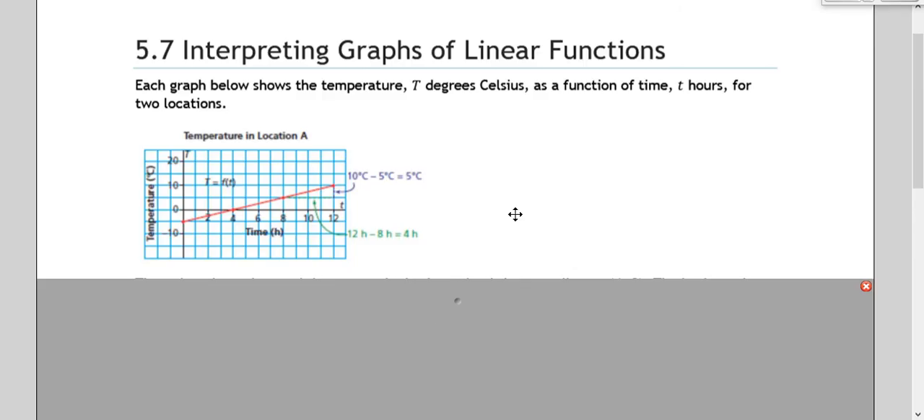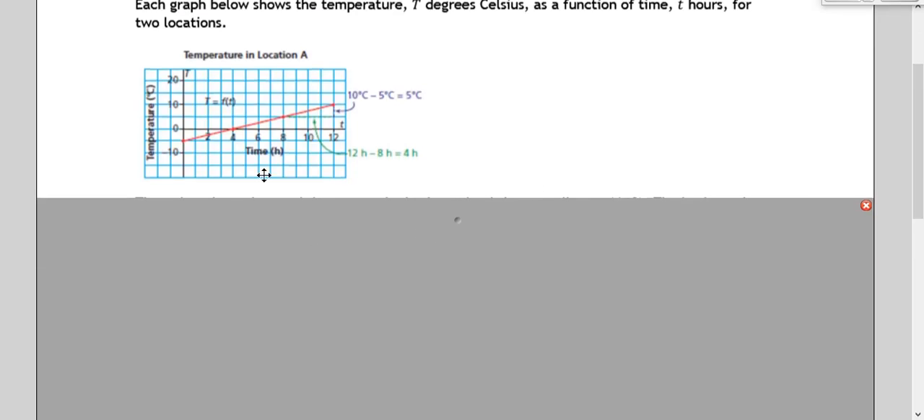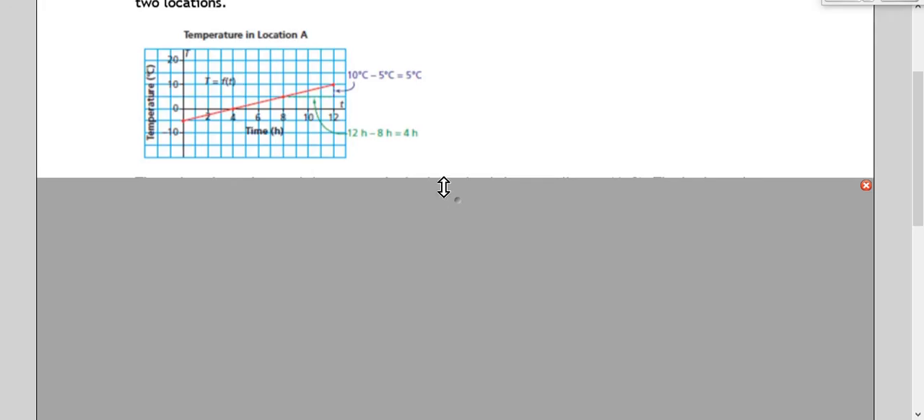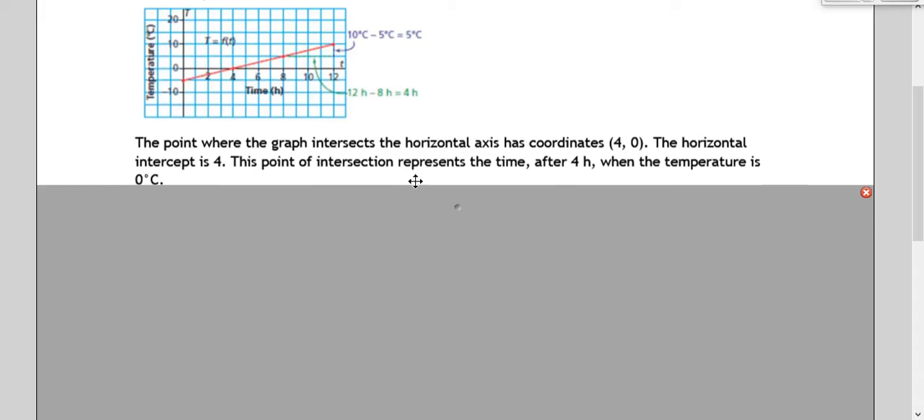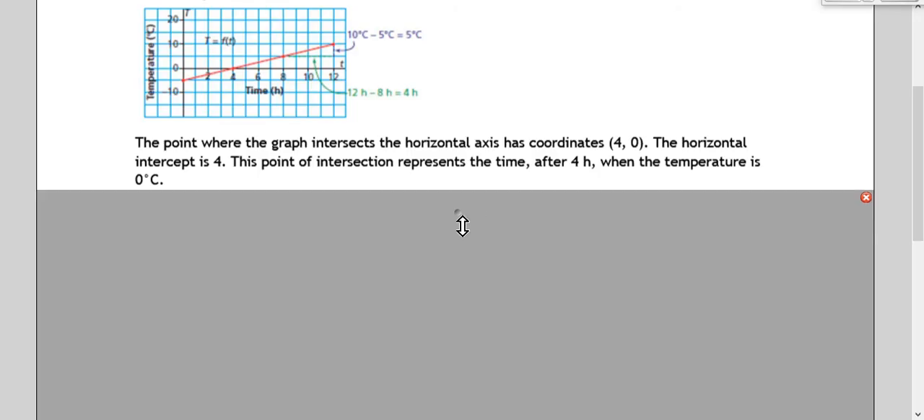The temperature in location A has a slight increase. We can see that the point where the graph intersects the horizontal axis is (4, 0). The horizontal intercept is 4. This is also known as the x-intercept. The point of intersection represents the time after 4 hours where the temperature is 0 degrees.